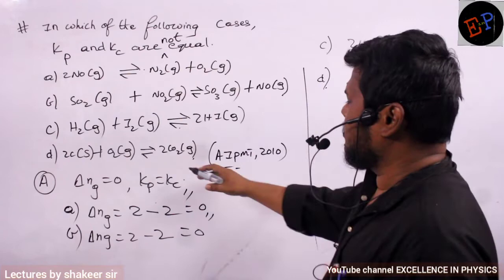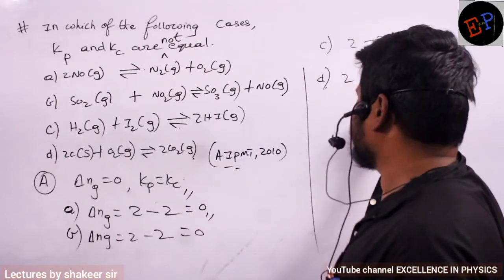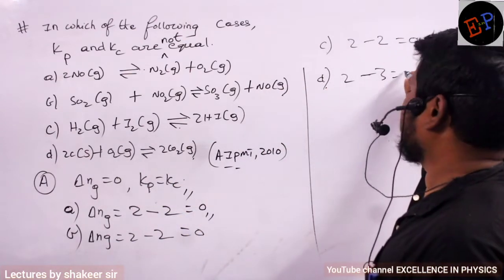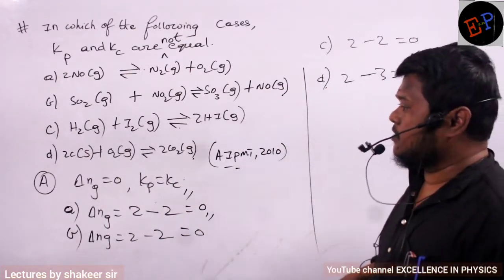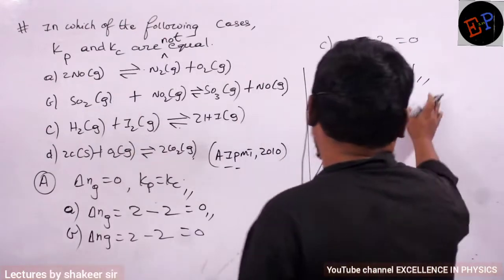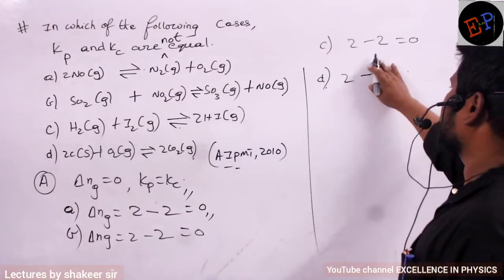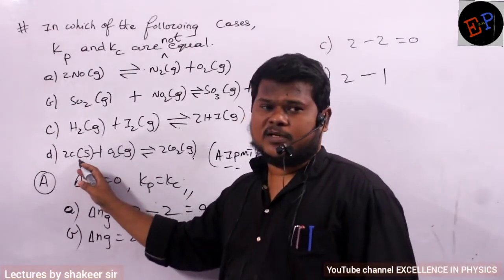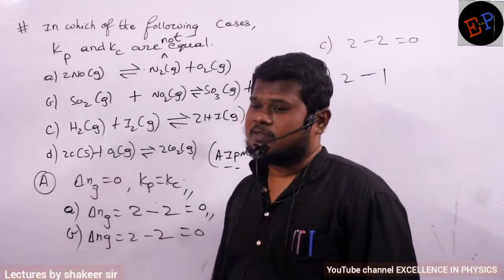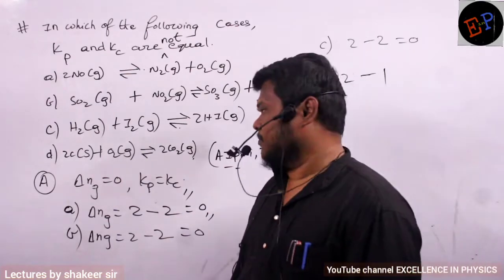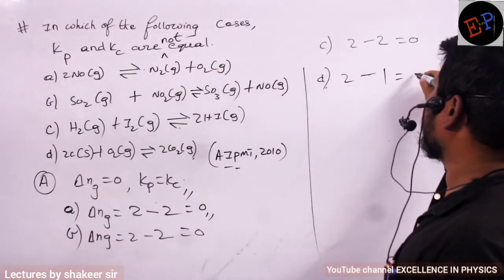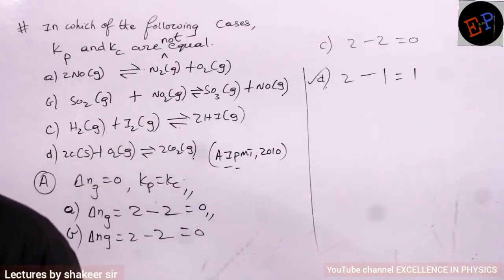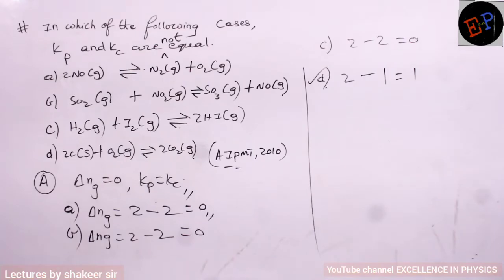What about D? 2 moles of products and 2 plus 1, 3 moles of reactants. But here carbon is present in solid form. You should not count this. Only those present in gaseous form we have to take. So 2 minus 1 is 1. Therefore this is our answer, where Kp and Kc are not equal.